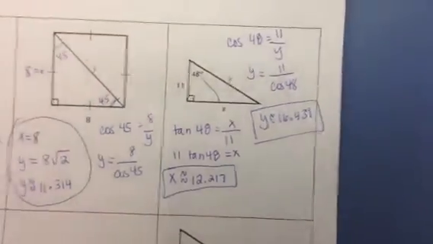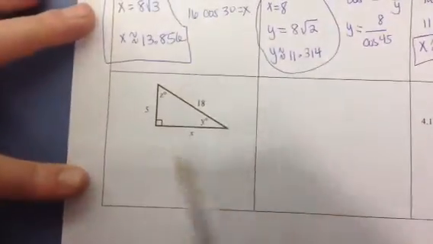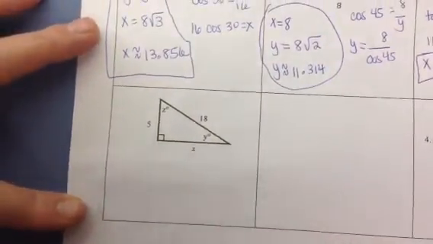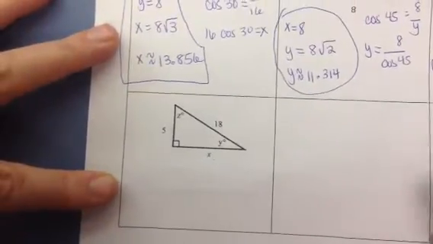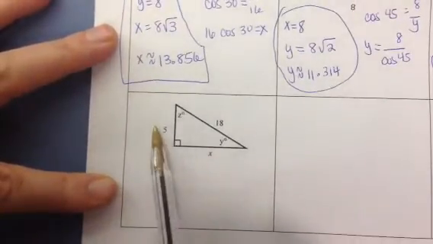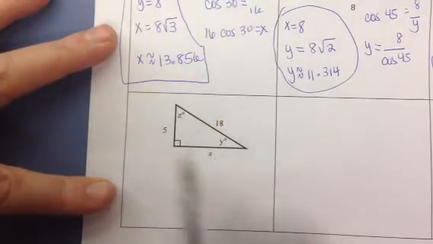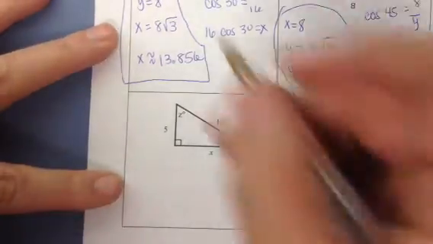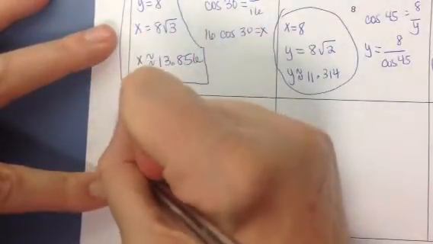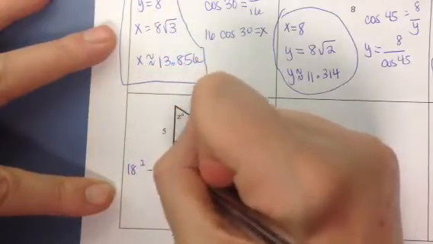Okay, last two problems. You've got three things to find on this triangle, a side and two angles. And I would find x first, and I would use the Pythagorean theorem. So if a squared plus b squared equals c squared, this is an example of when I would do c squared minus a squared to get b squared. So I'm going to end up doing 18 squared minus 5 squared. That will equal x squared.